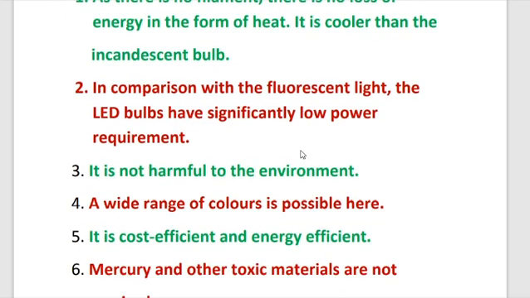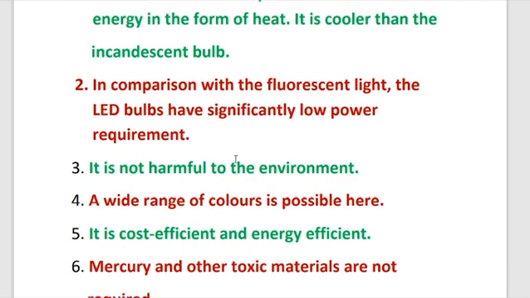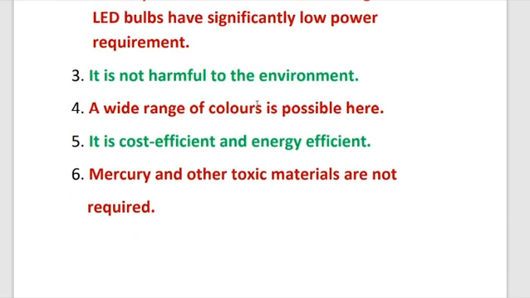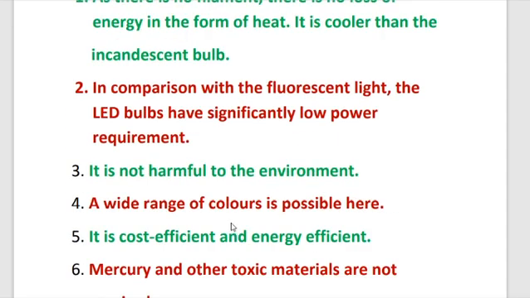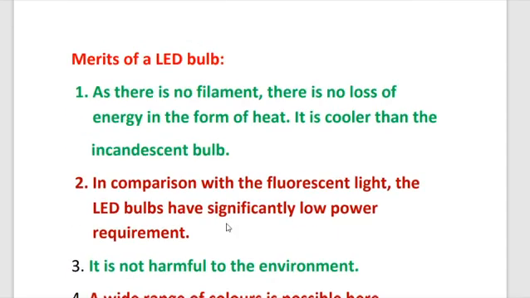Then in comparison with fluorescent light, LED bulbs have significantly low power requirement. The power required for LED bulbs is very low. Then the third one, it is not harmful to the environment. A wide range of colors is possible. It is cost efficient and energy efficient. Then mercury and other toxic materials. Toxic means poisonous. Those materials are not required to make LED bulbs. So these 6 are the merits of LED bulb.